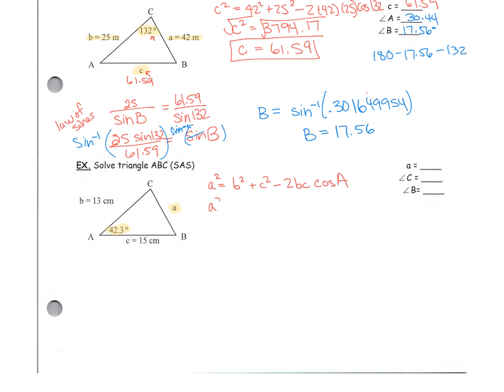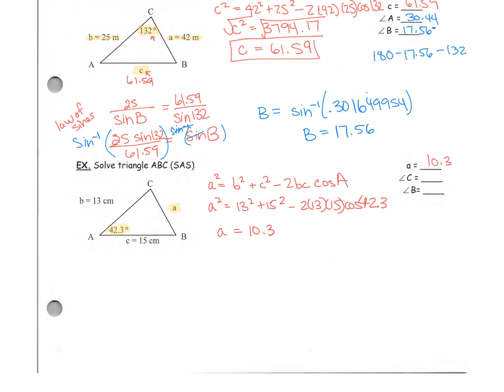So a squared equals 13 squared plus 15 squared minus 2 times 13 times 15 times cosine of 42.3. So be careful how you guys put that into your calculators. Give it a try and see if you don't get approximately 10.3. Pause this video if you need to try it again, and if you're having some trouble, bring your calculator to me and let me see how you're punching it in.